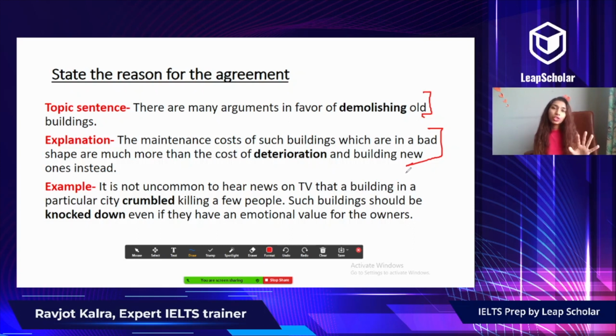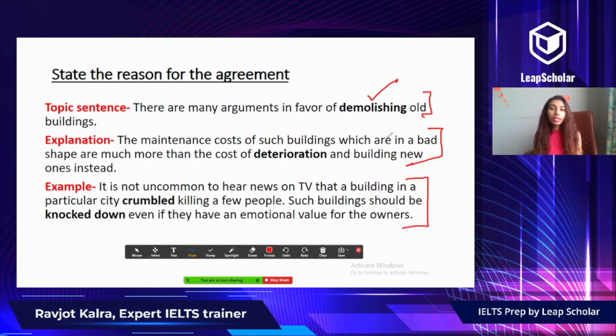Once the explanation is done, we will write the example related to it. It is not uncommon to hear news on television that a building in a particular city crumbled, killing a few people. Such buildings should be knocked down, even if they have an emotional value for the owners. So that is the example quoted as per the key point, as per the demolishing that has been discussed in the key point.